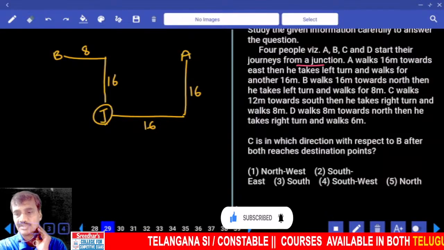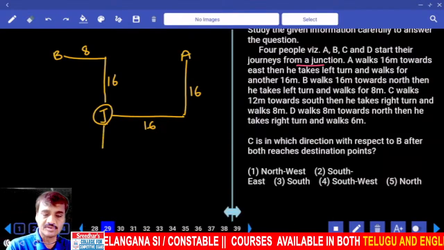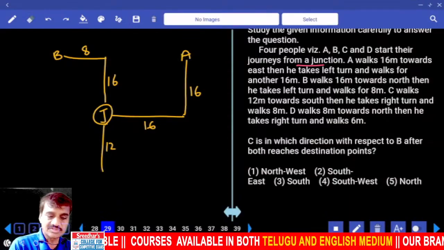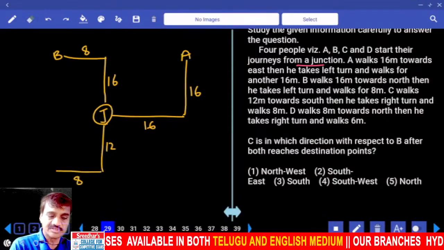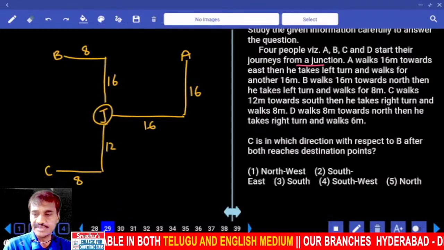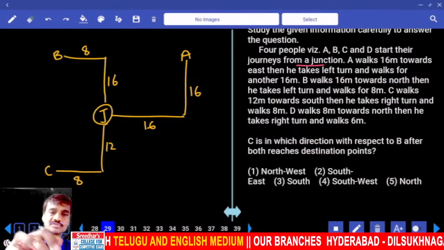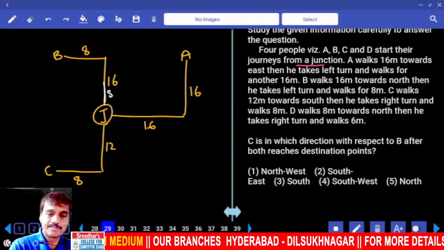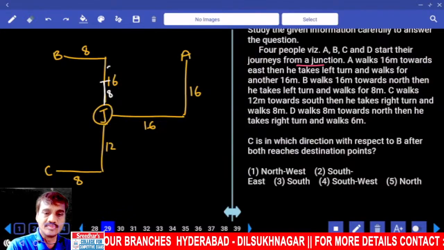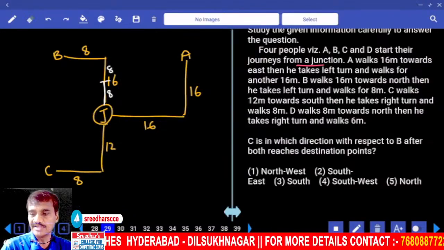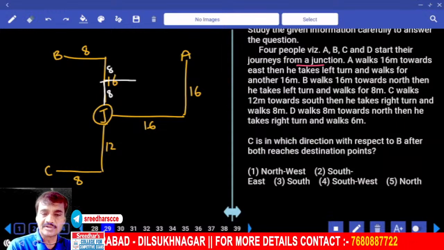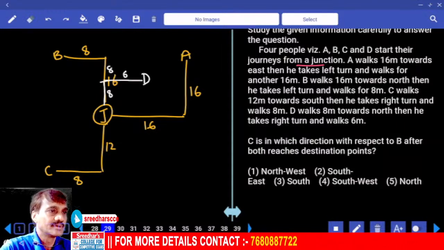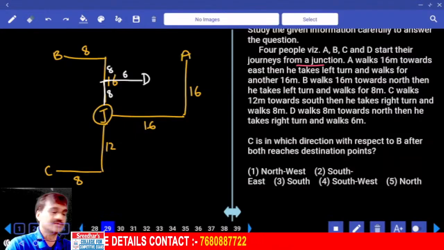Then next one. C walks 12 meters south. Then takes a right turn and walks 8 meters. Then D walks 8 meters north from here only. Afterwards he takes a right turn and walks 6 meters, and reaches point D. That's the diagram. Then according to this, now tell me.